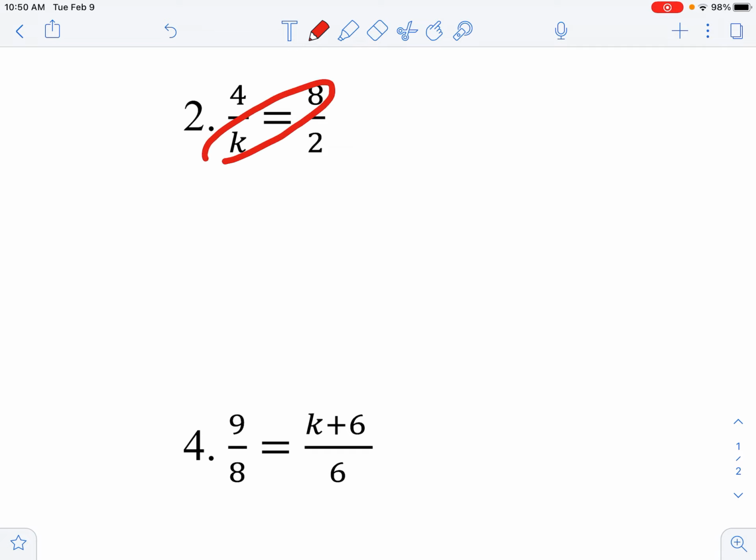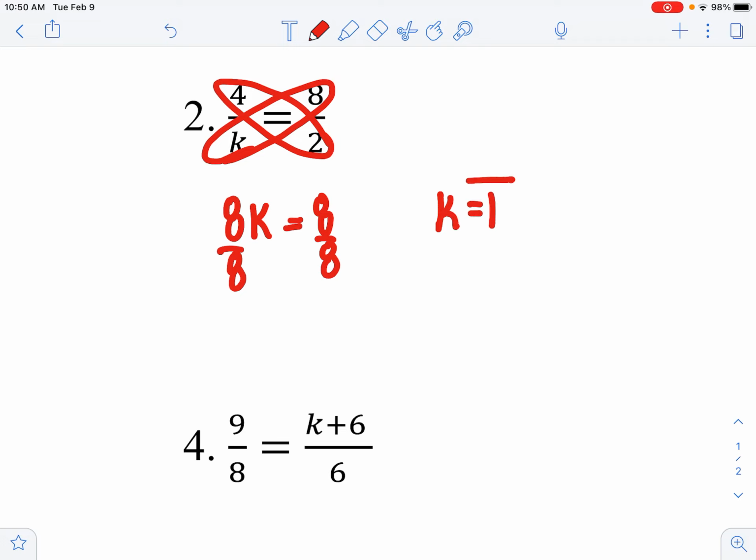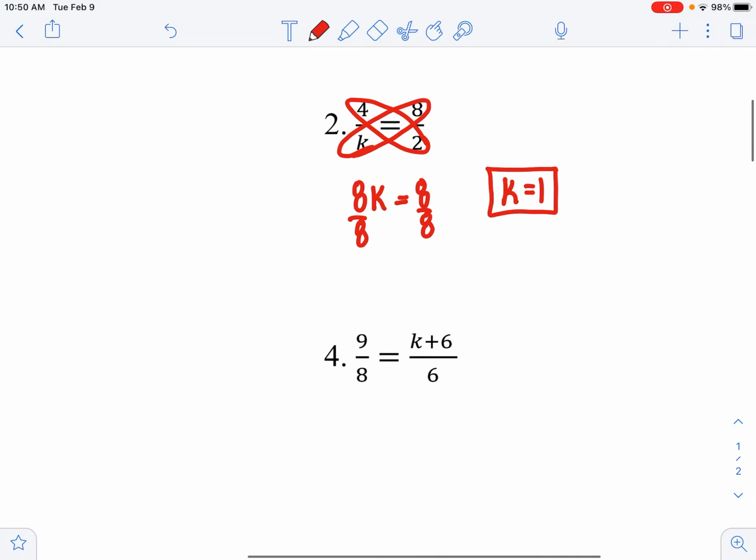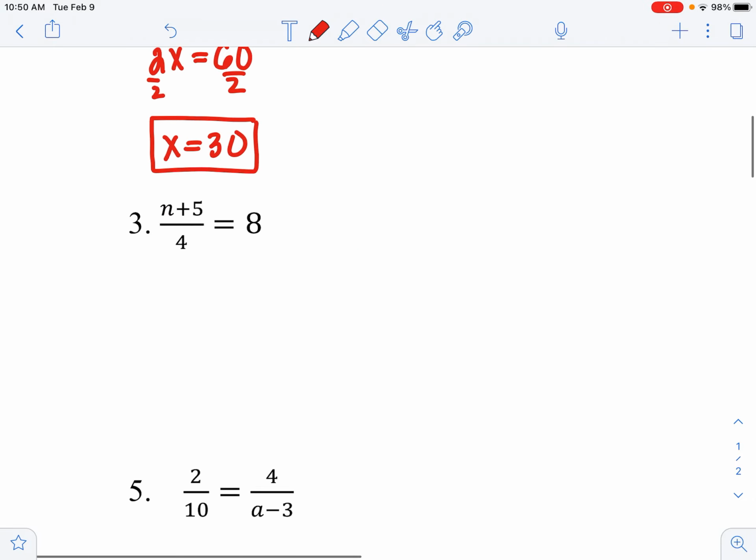All right, number 2, same idea, cross multiply. 8 times k is 8k, equals 4 times 2, which is 8. And then to get k by itself, divide both sides by 8, and you get k is 1. So notice also I like to pre-look at it and see where the variable is, and I multiply those cross products first, but you don't have to.